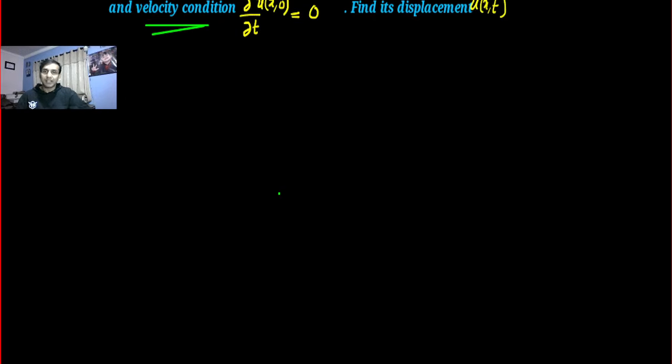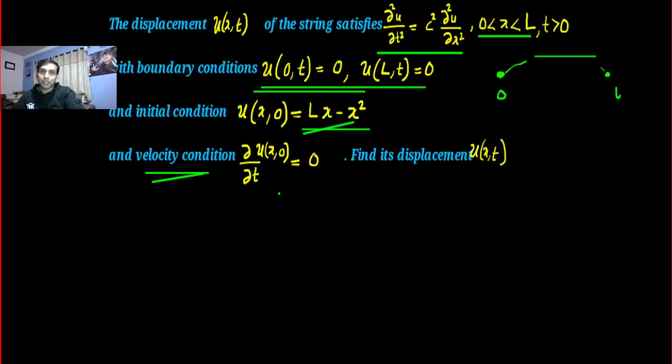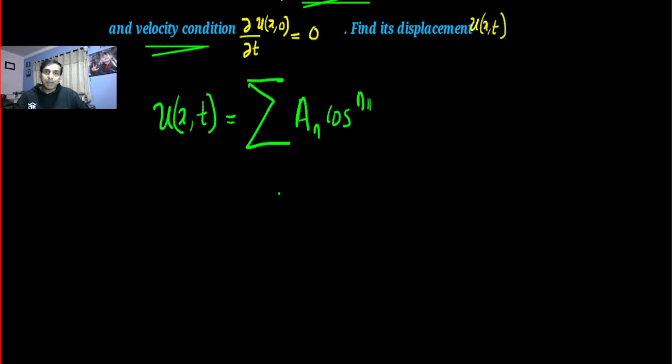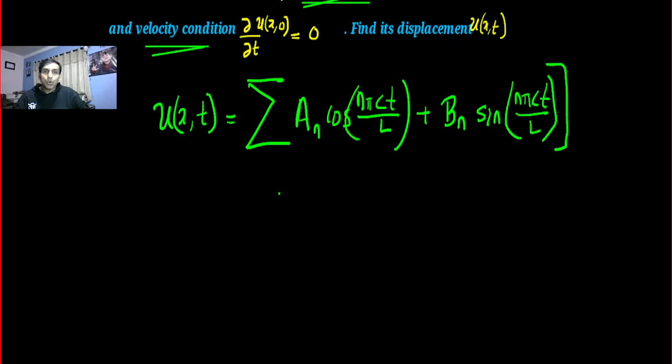Okay, so let's start. Since it is a wave equation, you're going to write, pause the video, write the answer over here. And in case you don't know, from the previous video: sigma an cos(n pi ct divided by L) plus bn sin(n pi ct divided by L), the whole multiplied by sin(n pi x by L).